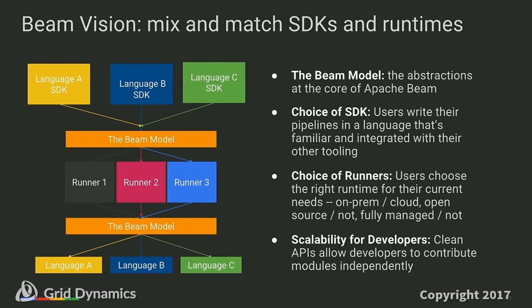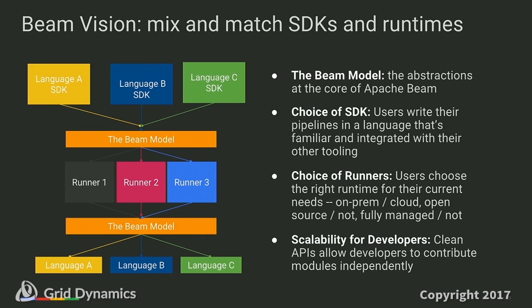Beam vision. So as far as what Beam looks like, I mentioned before, Beam is this core model, the Beam model, this way of thinking about writing data processing pipelines, and a set of SDKs that you can write in. The nice thing about Beam is that we really want to have clean abstractions between these. So you can come to Beam. Any SDK in Beam is going to implement this core model faithfully, as you would expect. But you can come and use it in whatever language you choose.